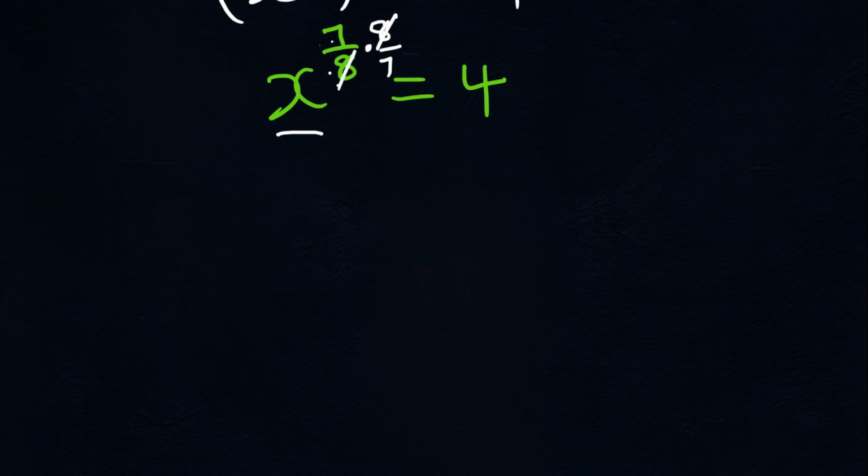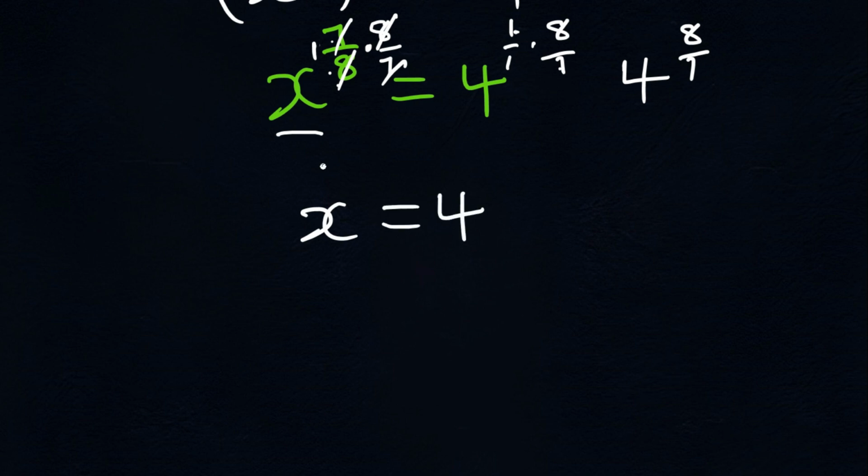8 and 8 are going to cancel each other, 7 and 7 are going to cancel each other, and at the end of the day we're going to have x to the power of 1, which is basically x. And then we do the same here. This is to the power of 1 over 1 multiplied by 8 over 7. So 1 multiplied by 8 is 8, 1 multiplied by 7 is 7. So in the end we are going to have 4 to the power 8 over 7. So x will be equal to 4 to the power 8 over 7. And if you use your calculator, your x is going to be equal to 4.88, rounded to two decimal digits.